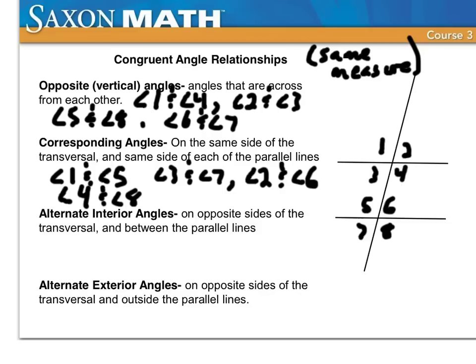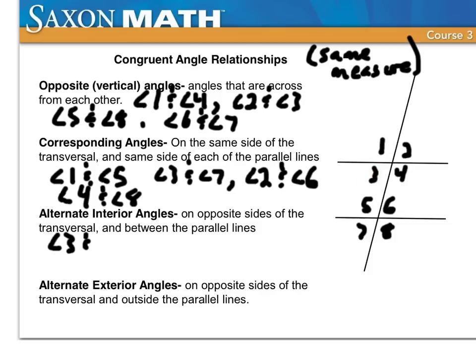Interior means that they are between the parallel lines, so interior means inside. That's these 4 right here we're looking at. These are my interior angles. And alternate means they're on opposite sides. So let's say I look at angle 3, for example. Angle 3 and angle 6 are alternate interior angles. They are on opposite sides of the transversal. One's on top, the other's on bottom. One's on the left, one's on the right. So they're on opposite sides here, and they're on the inside of the parallel lines.